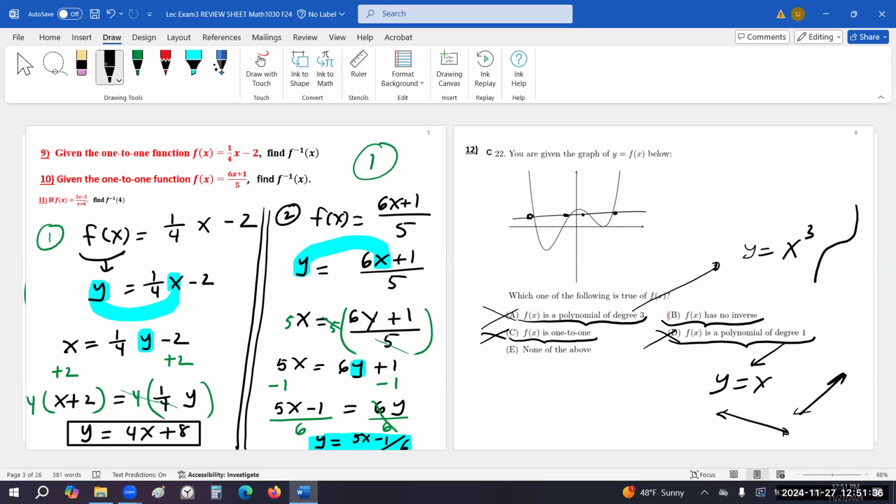It has no inverse. How do you know when something doesn't have inverse? If it's not one-to-one, it doesn't have inverse. So it's not one-to-one, so it doesn't have inverse. So option E also doesn't make sense. Any question?